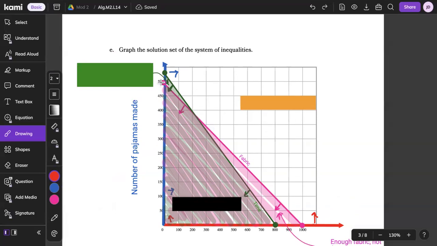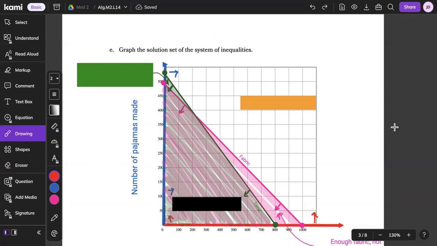We have in pink for me is the amount of fabric you can use. So the maximum you can do is 1,000 shirts, 0 pajamas, or 500 pajamas, 0 shirts, and then connect that line. And then for time, you can have 800 shirts, 0 pajamas, up to about 533 pajamas, 0 shirts. So this is about what your graph should look like. Don't shade anything yet. I should have said that at the front. And then, of course, making a note.